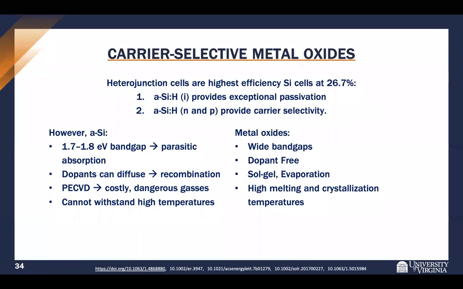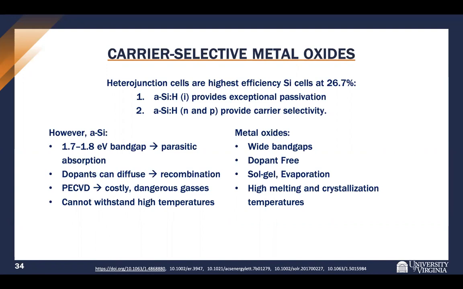So why use these metal oxides? Currently, heterojunction cells are the highest efficiency silicon solar cells at 26.7% efficiency. Again, these work by the intrinsic amorphous silicon providing exceptional passivation, while the n and p amorphous silicon provide the carrier-selectivity. However, the issue with amorphous silicon is that it has a roughly 1.8 eV band gap, and this leads to parasitic light absorption that the absorber will never receive. So you have a loss of photocurrent. The dopants in the n and p amorphous silicons can diffuse with temperature into the bulk or into the intrinsic layers, and this can cause recombination.